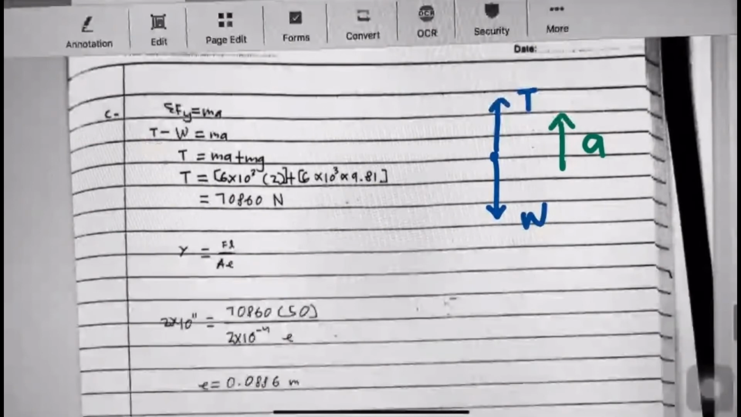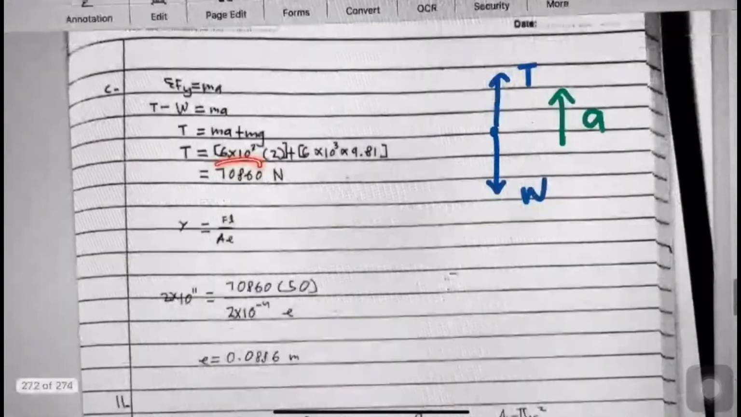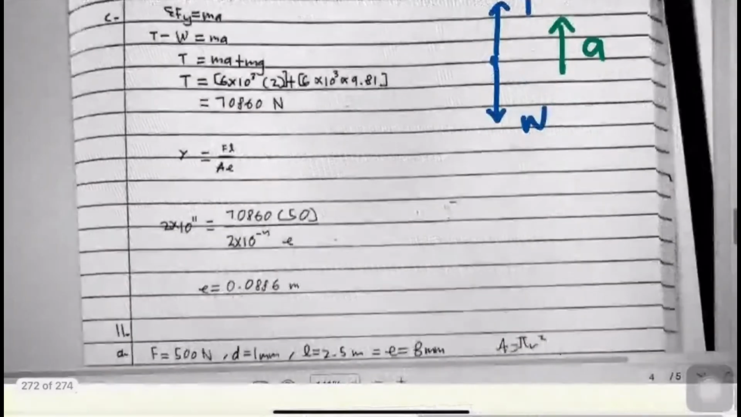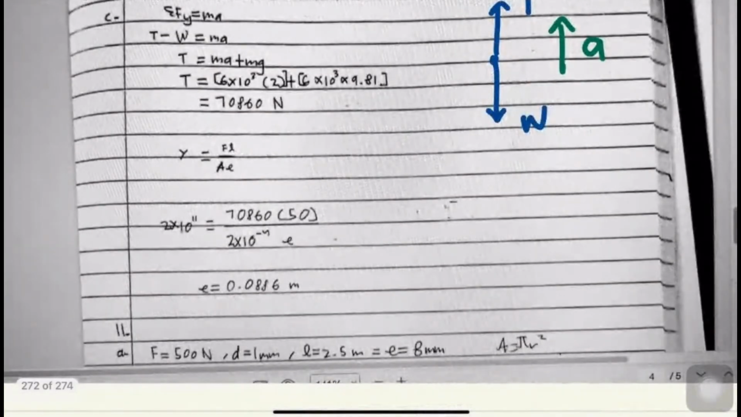Lepas tu kita pindahkan T, saya cut dia punya jalan kira. So T is equal to MA plus MG. So kita masukkan MA MG tadi. Lepas tu saya akan dapat tension is equal to 70,860 Newton. Okay. Itu tension baru. Masukkan dalam force tu. Ya, betul. Then macam tadi juga kita substitute pindah sana sini dapatlah extension. Okay, very good. Ada soalan tak?